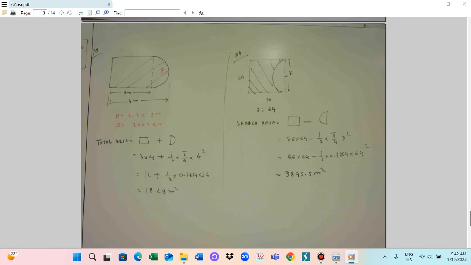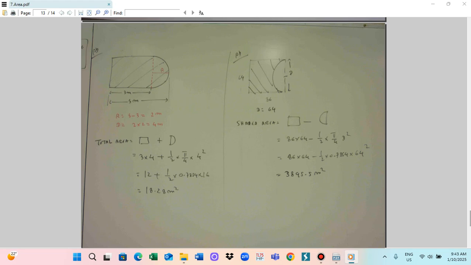What is the example of the figure? We now have the last two problems. We have to find the area of this one. This one we also need to find the shaded area. So for the shaded area you have to find the rectangle area minus half of the circle area. So this is 64, 64 is equal to the diameter D.